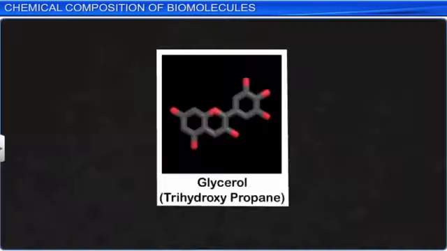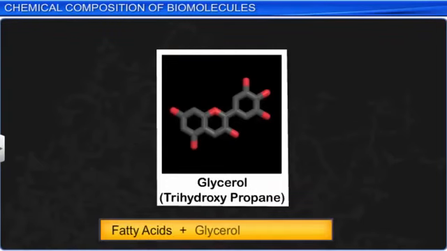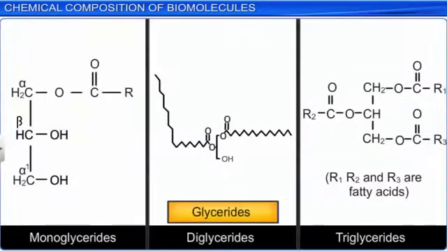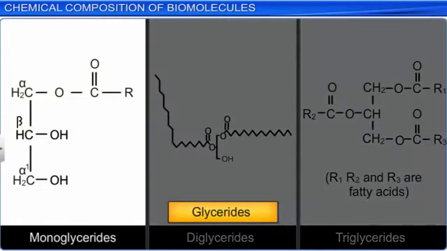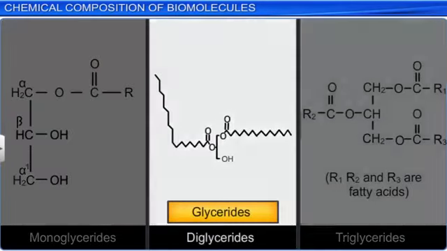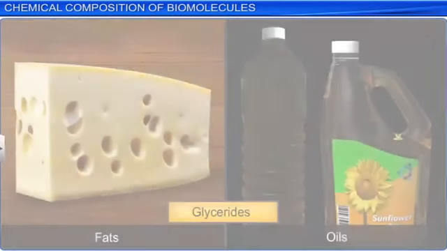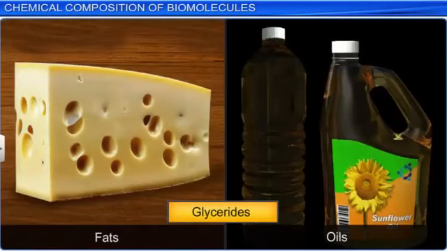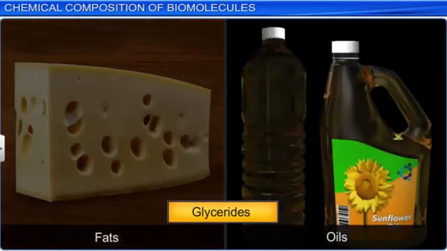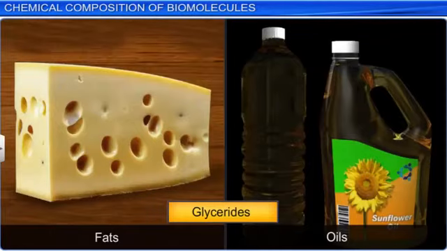Glycerol, or trihydroxypropane, is a simple lipid. When fatty acids combine with glycerol, they form esters, also known as glycerides. Glycerides can be monoglycerides, diglycerides, and triglycerides. Based on their melting points, glycerides may be either fats or oils. Oils have a lower melting point and hence remain as oil in winter, while fats freeze easily at low temperatures.